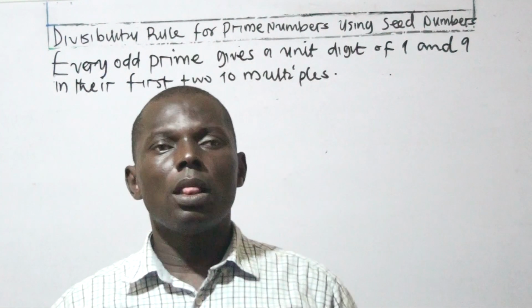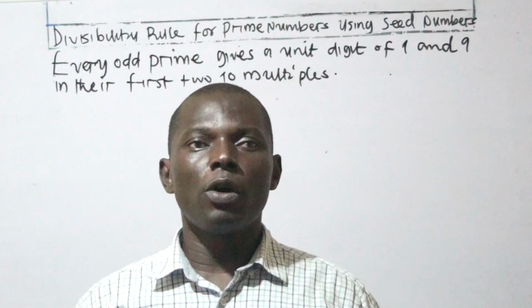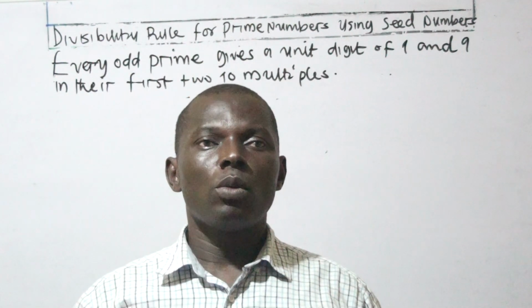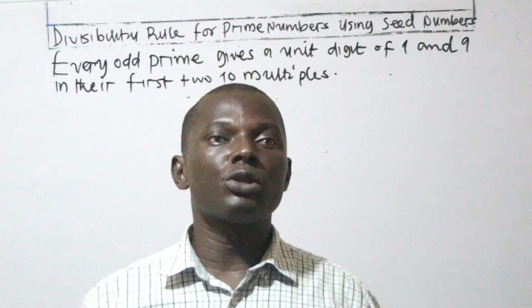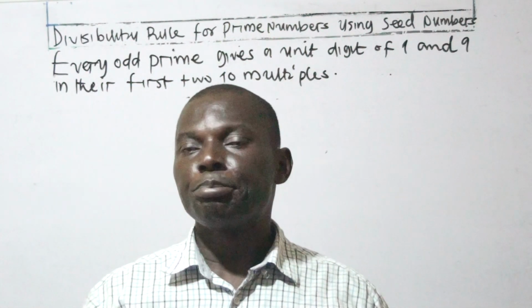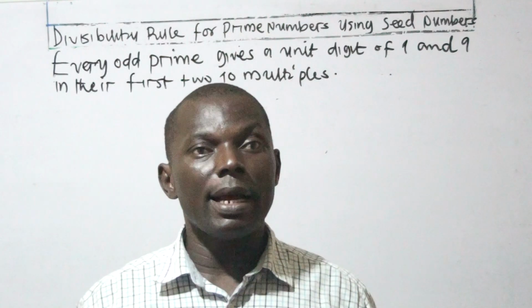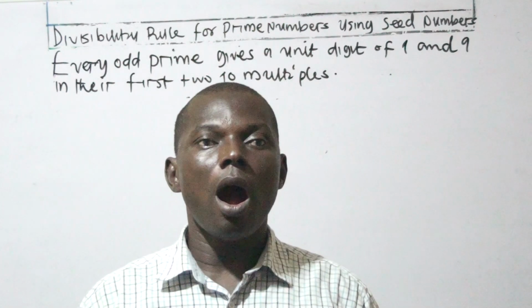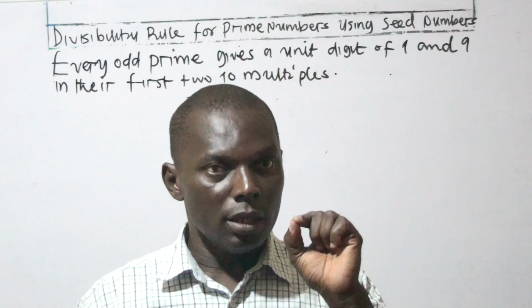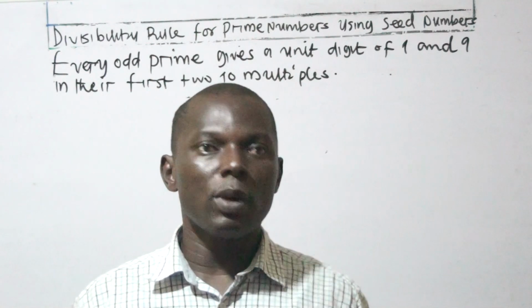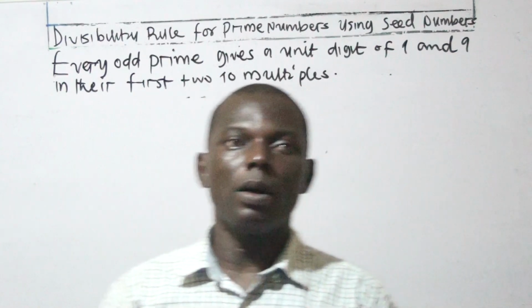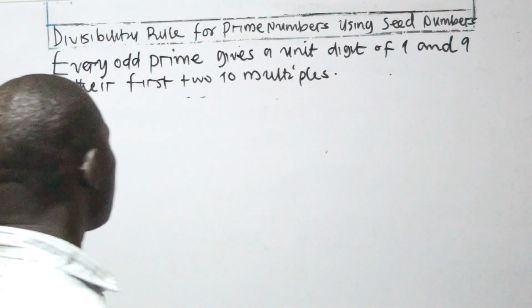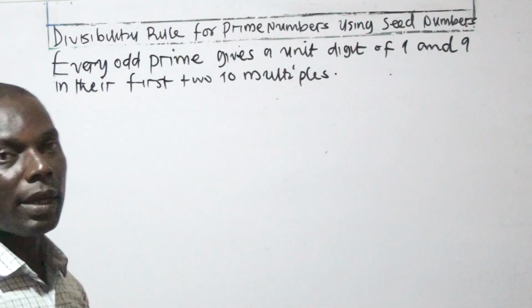Yes, we're going to continue from where we stopped. Here we're going to establish the divisibility rules, the seed numbers that are necessary to test for divisibility by 23, 29, and 31. Okay, that will be our next procedure here.